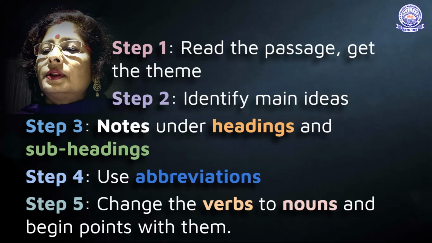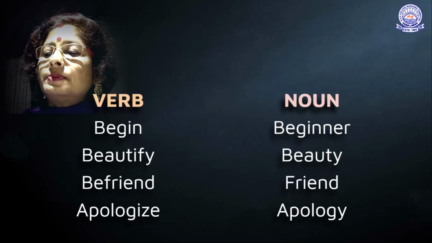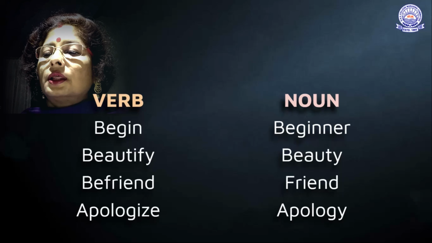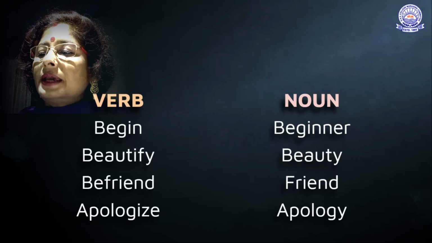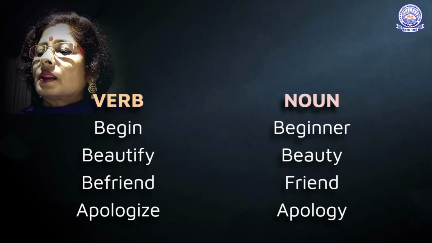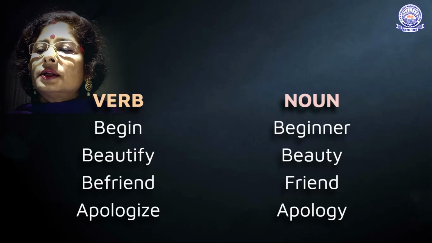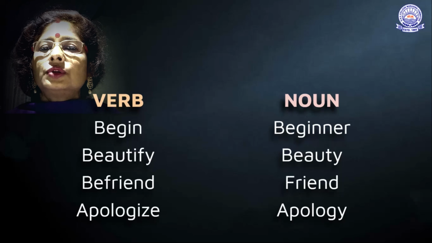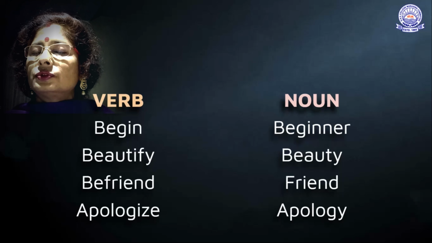Take an example of a verb. Begin is the verb and its noun is beginner. Then beautify, beauty. Then verb befriend, friend. Price, price. Apologize, apology. So those are the verb words that should be changed into nouns, and we should begin the point with those words.